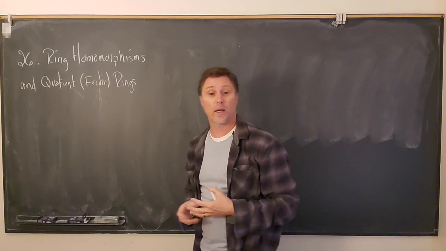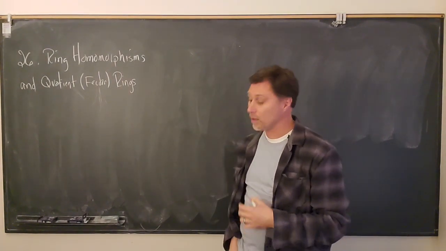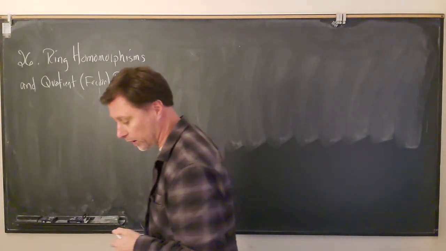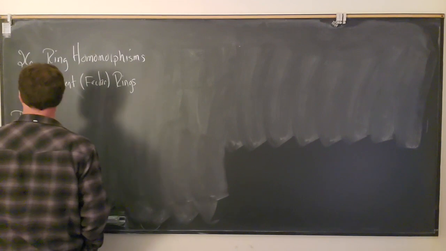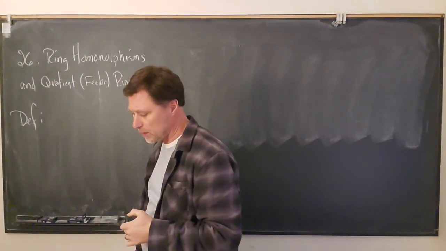Remember when we studied the same topic for groups? We talked about quotient groups. There is an analog of that in ring theory, quotient rings. So we already have this definition. We've defined what a homomorphism is, but I just want to remind you.